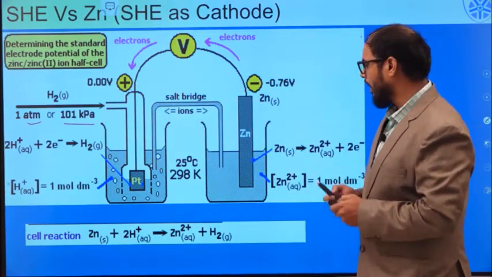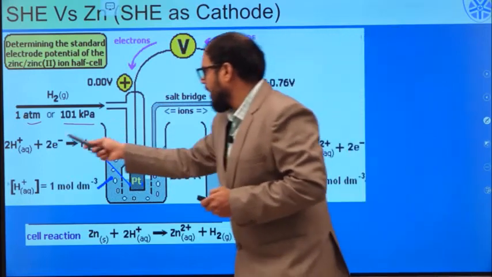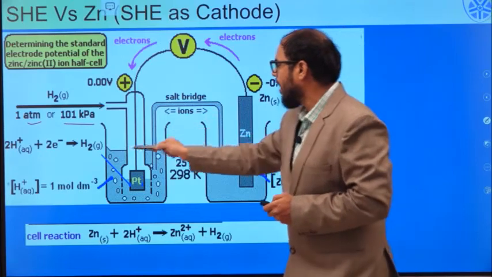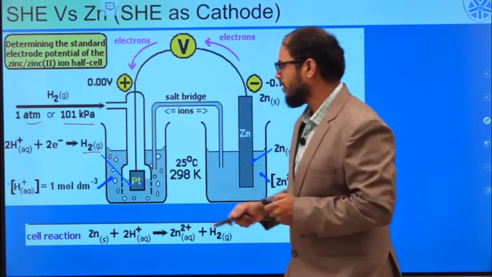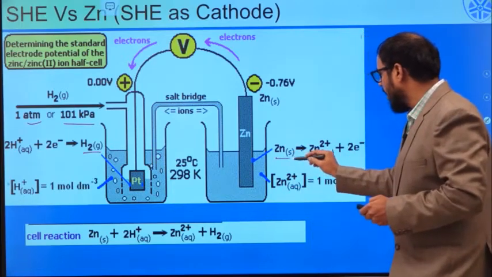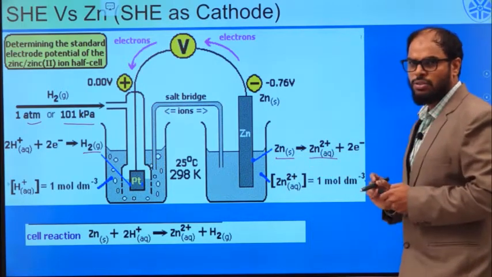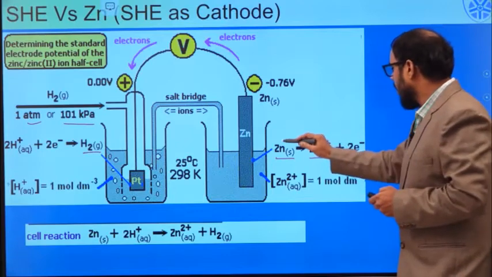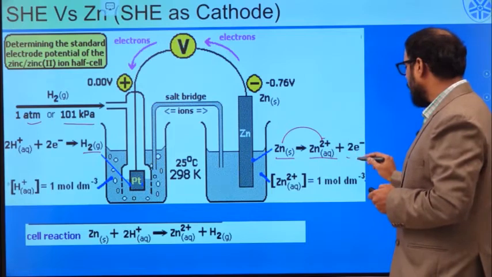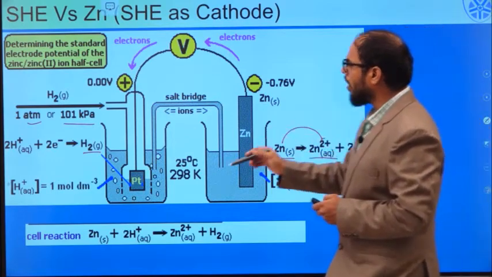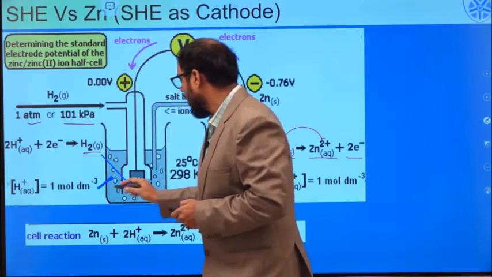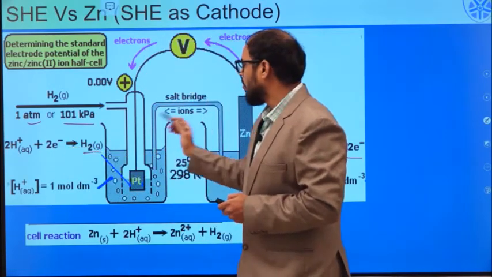Now, at the cathodic compartment, the H plus ions take up the 2 electrons released from the anodic compartment and convert to hydrogen gas. So, we have an anodic reaction where zinc solid is converted to zinc plus 2, and the oxidation state is increased from 0 to plus 2, releasing 2 electrons. And we have the other reaction where H plus ions take up the 2 electrons to release hydrogen gas.